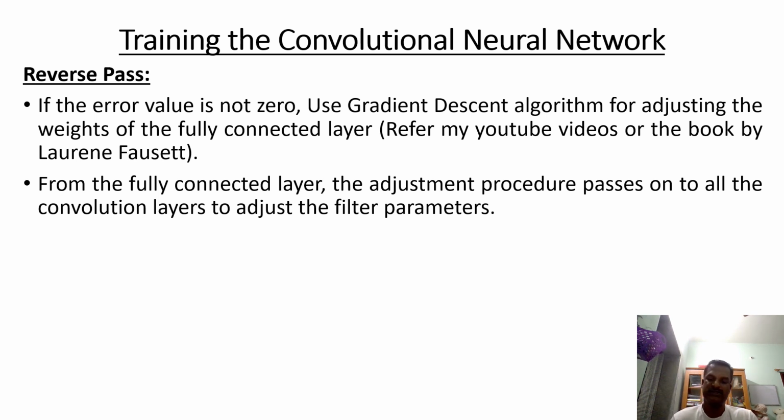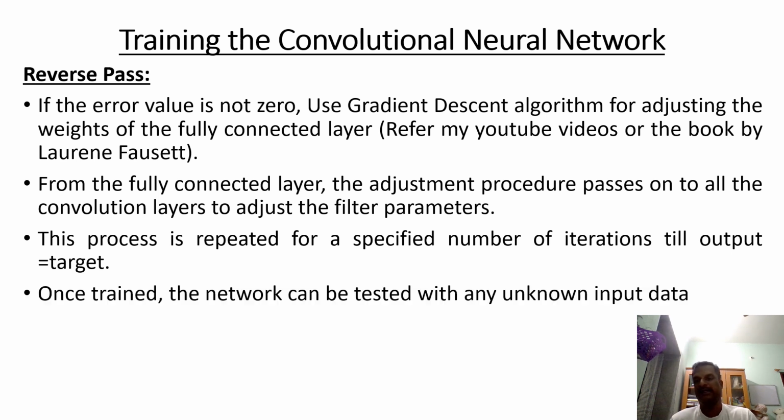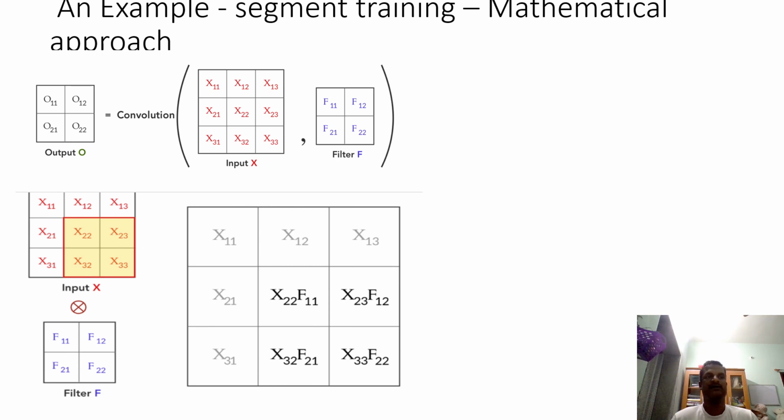Now it passes to the convolution layer to adjust the filter parameters, and this process is repeated for a specified number of iterations till we reach an error value of zero. The formula for error is output minus target. Once trained, you can take the filter parameters and the weights, and the training process is over. Now the testing process is done one by one. You can take any input data, supply it to the network with the already predefined filter parameters and weights, and calculate the output. You will get the best possible output when you have good convergence.